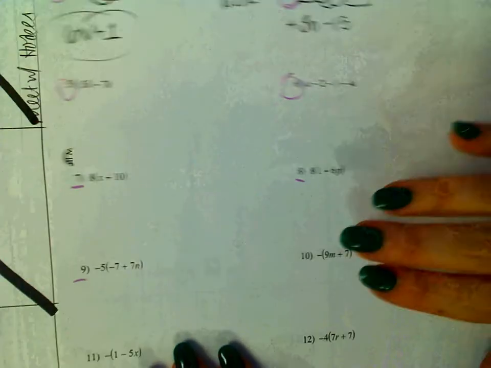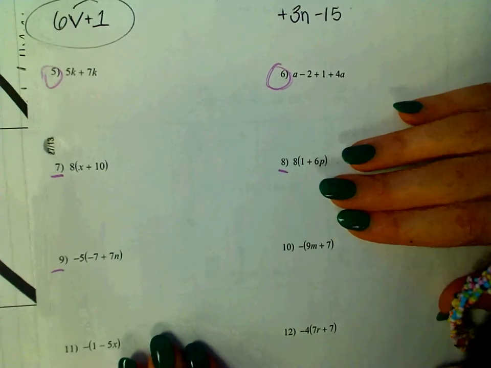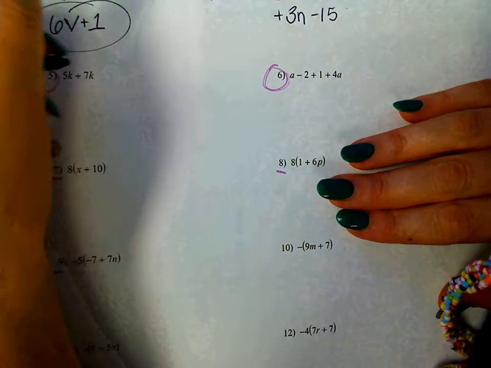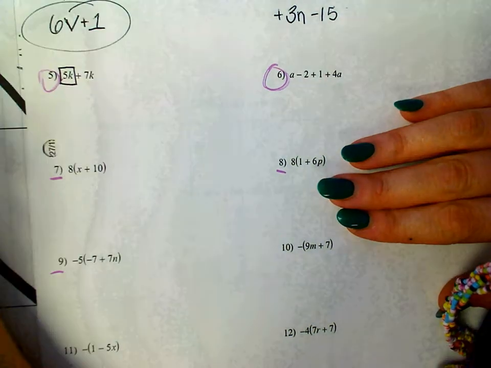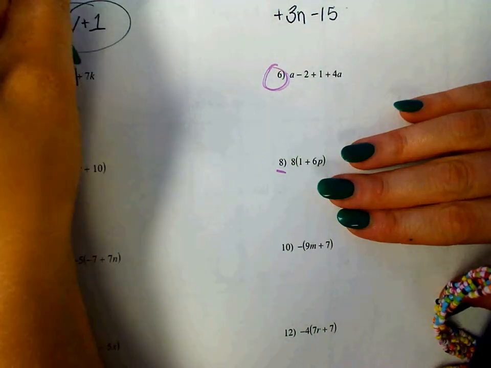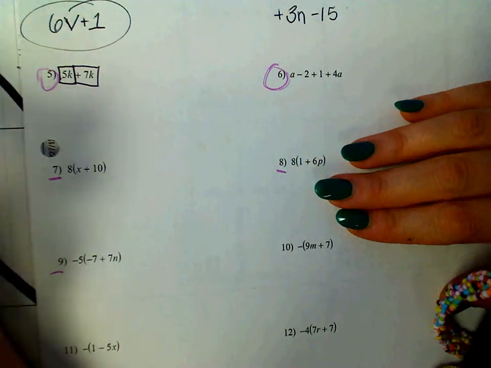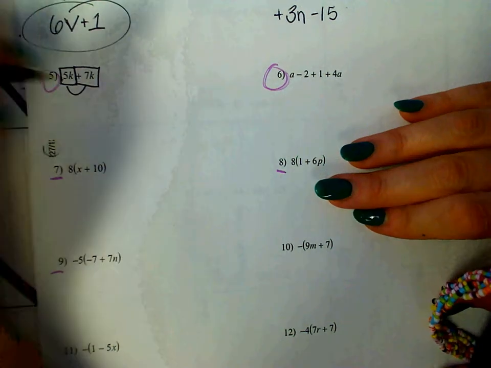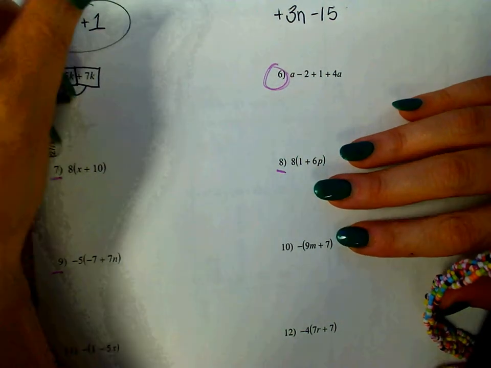Okay. Number 5. 5k is a variable term. 7k is another variable term. So we have 2 boxes, so just add them together. 5k plus 7k is 12k.